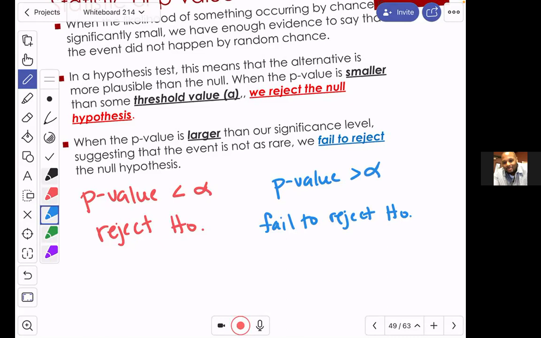If I reject your innocence, what am I really saying? I'm telling you you're guilty. If I fail to reject your innocence, what am I saying? You're innocent. You're still innocent. Does everybody understand that? So if I reject your innocence, you are guilty. If I fail to reject your innocence, you are still innocent.